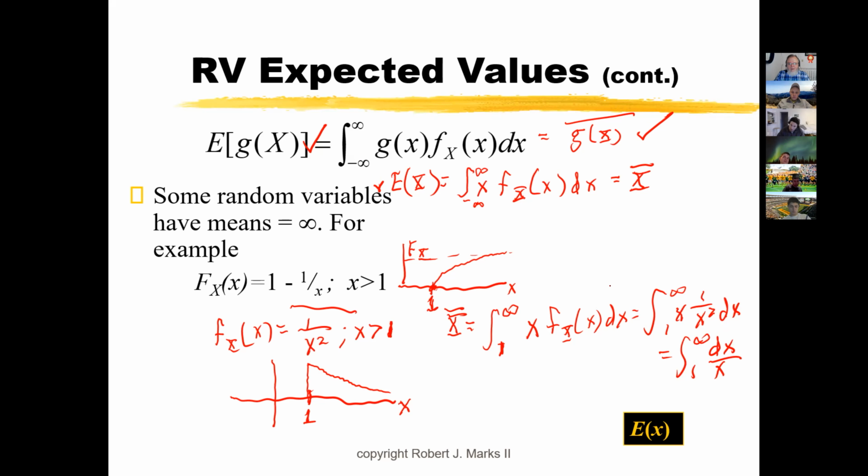And does anybody remember from calculus what this is equal to? It's equal to the log of x. Recall that the derivative of the log of x is equal to 1 over x. So this is equal to the log of x between 1 and infinity. Well, the log of infinity is equal to infinity. So this is weird. It's weird because the mean of this distribution is infinite. In other words, there's no point where this thing can balance.